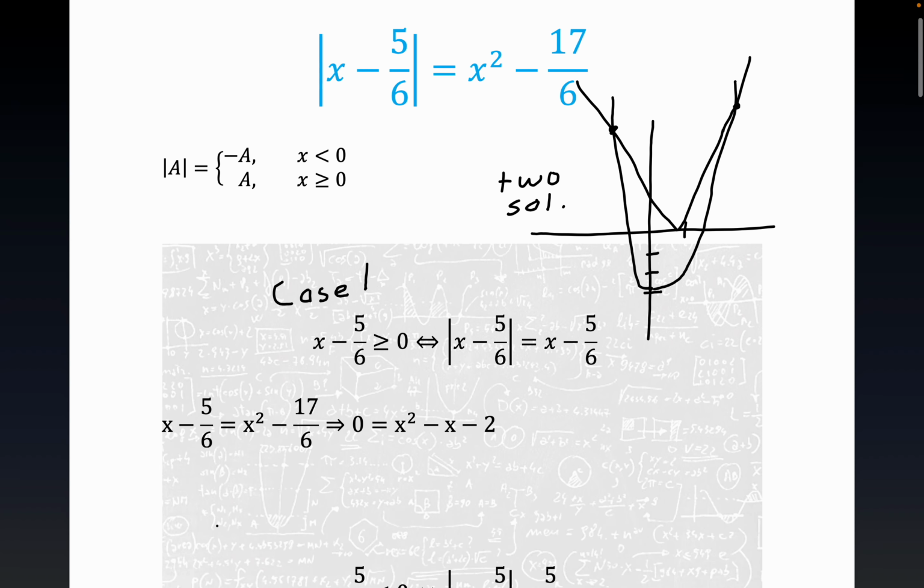Now, again, I left out a little bit of the work here, but we got everything to the right-hand side by subtracting x and adding 5/6, and you get this right here. This would be minus 12/6. But notice that this factors nicely into x minus 2 and x plus 1. Okay, so this would yield 2 solutions, right? This is equal to 0, so we get x equals 2.